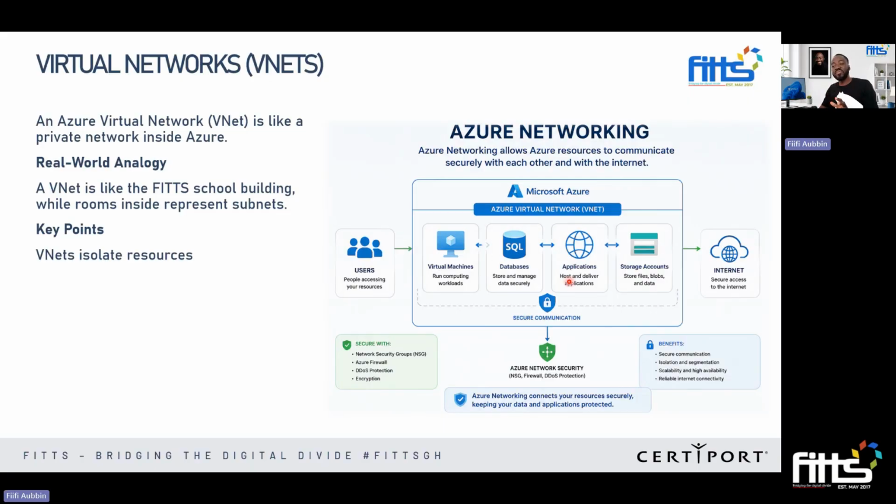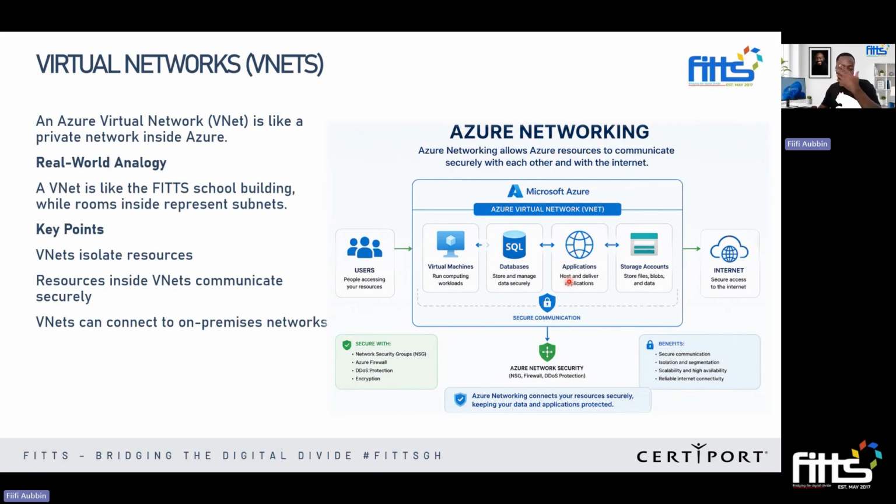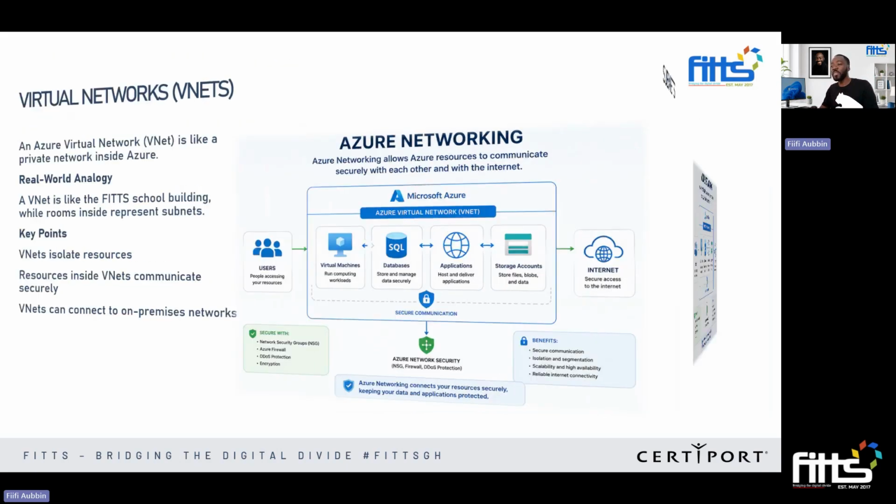So the key point here is VNets isolate resources. Once you have a kitchen, you go there just to cook. You have your bedroom, you go there just to sleep. You have your hall, that is where you receive visitors. So just think of VNets like something in that context, okay? So resources inside a VNet communicate what? Securely, okay? A VNet can connect to on-premises networks. So you're just taking your networking, so to speak, into the cloud, okay?